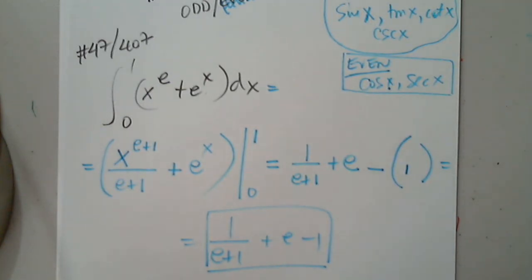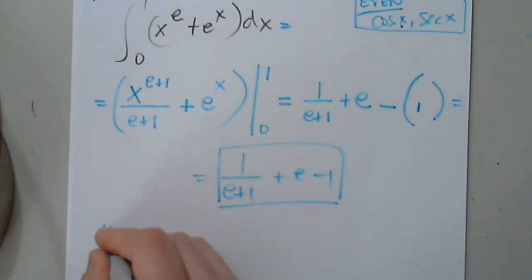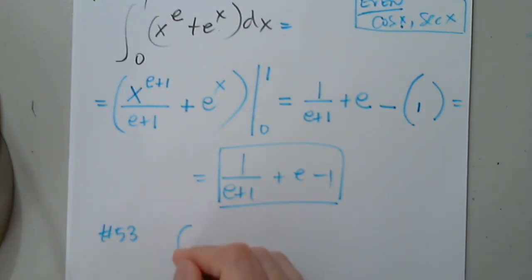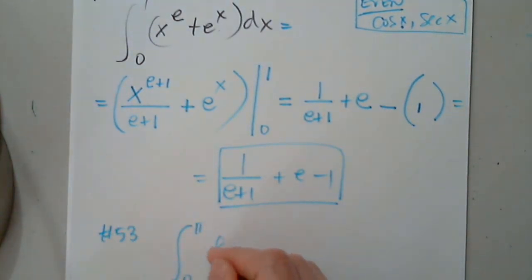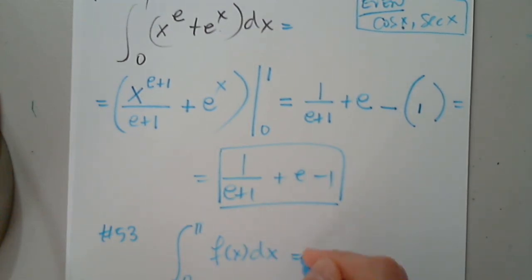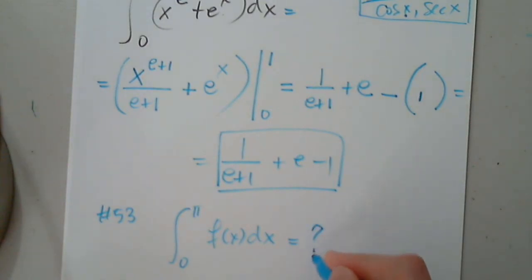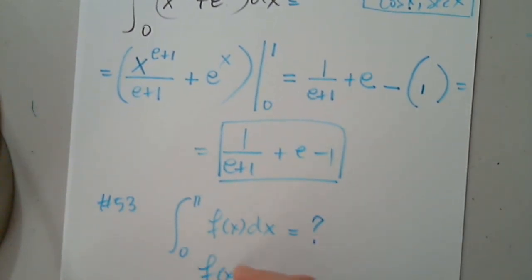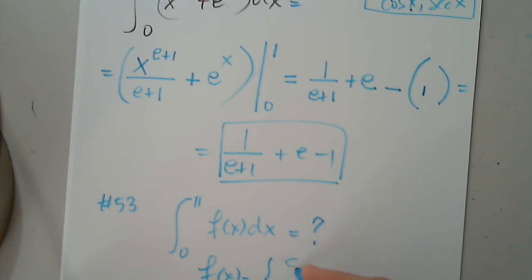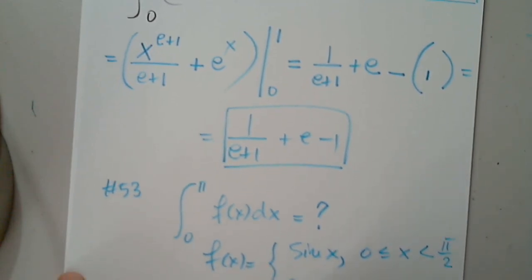Okay. What about 53? The integral from 0 to pi. Any questions? The integral from 0 to pi of f of x dx. And they're giving us f of x as sine x for 0 to pi over 2 and cosine x for pi over 2 to pi.